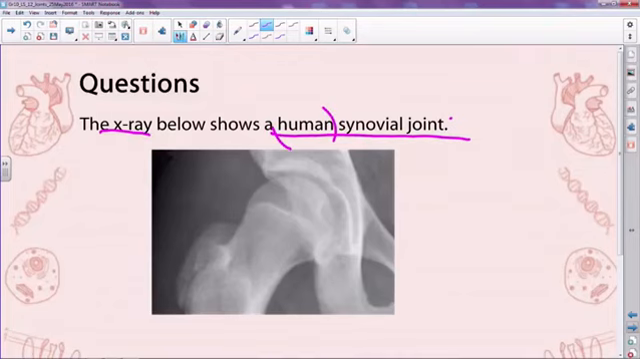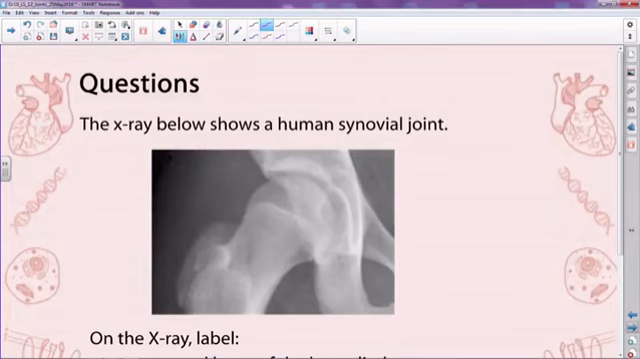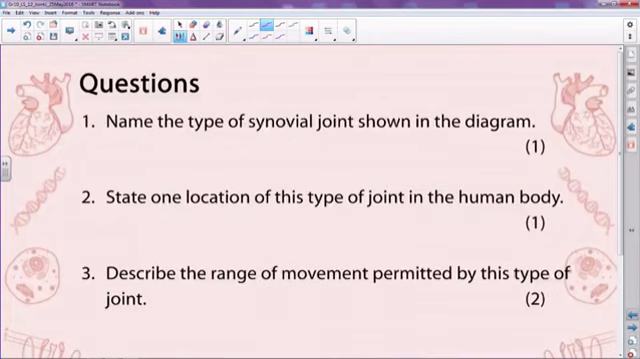Now having a look at that, you need to be able to identify what bones they are actually asking for. Okay, so the first thing: Question number 1. Name the type of synovial joint drawn in the diagram. Let's go back there. Name the type of synovial joint.